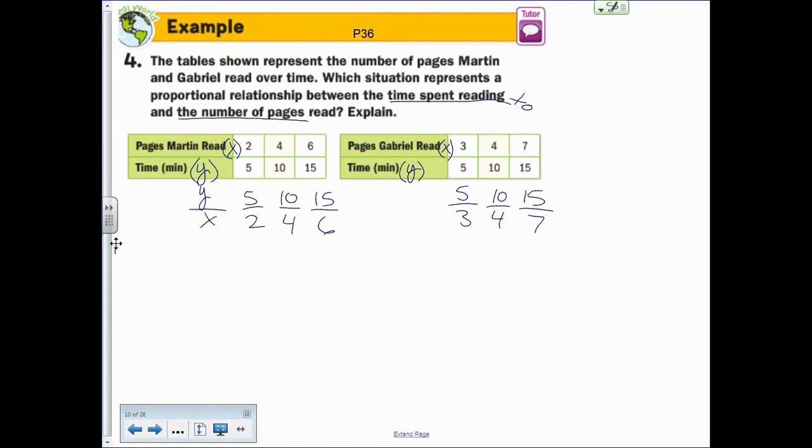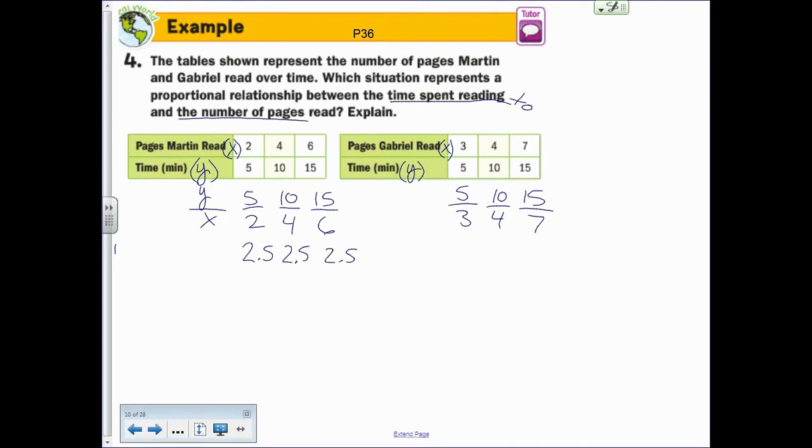If I take my calculator and I divide 5 divided by 2, it comes out to be 2.5 minutes per page. If I take 10 and I divide it by 4, I get the same thing, 2.5 minutes per page. And if I take 15 and divide it by 6, it also will come out to be 2.5.